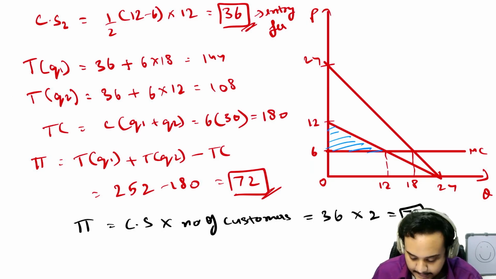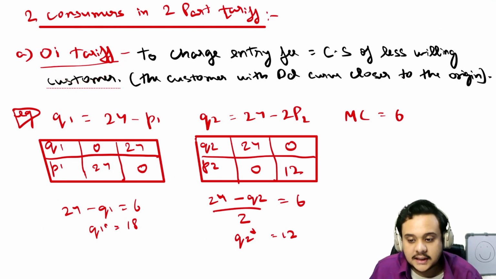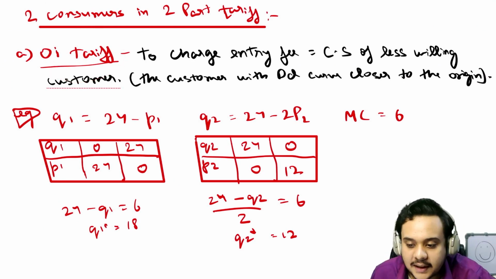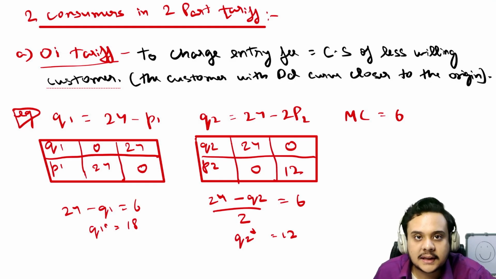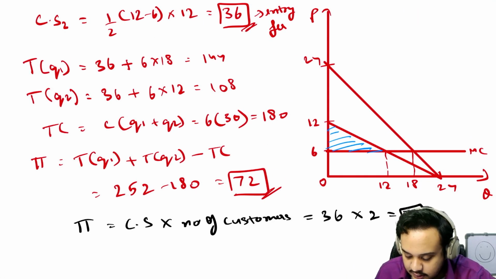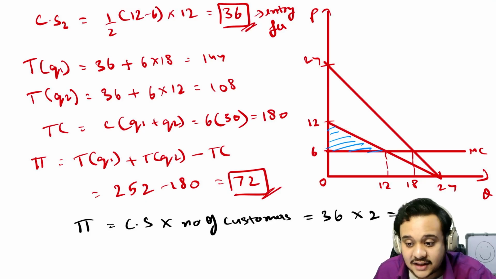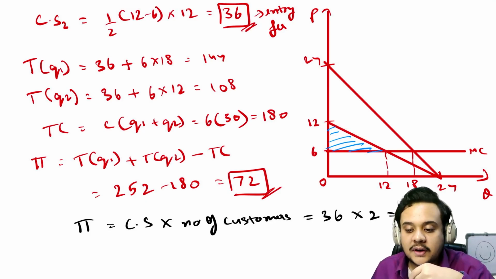This was the two-part tariff method, and the logical intuition behind this one was the same as the single consumer case. It will remain the same in the two-part tariff case. The only difference here was that we charge the consumer surplus of the lesser willing customer so that we do not chase him away.